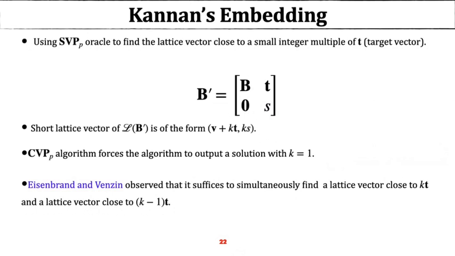So here, if you get two vectors, one is of form v plus k times t, and the other is some v prime plus k plus 1 times t. And if we subtract them, then we get a closest vector to t. So this is the idea of Kannan's embedding, and this is the reason why we say that the dimension and rank increases by 1. As you can see, there is an extra row and column added, an extra column for t and s, and an extra row for 0 and s.